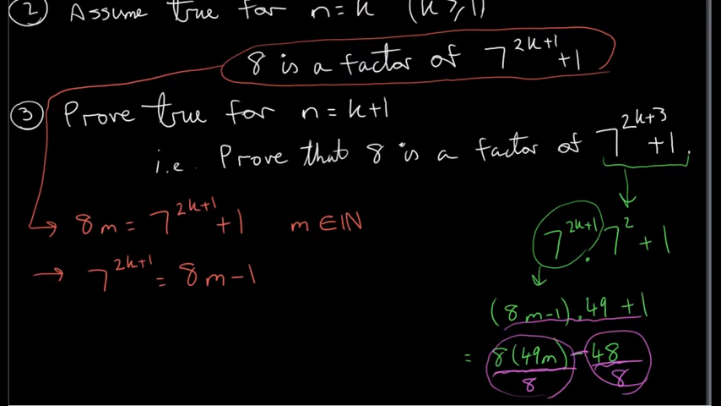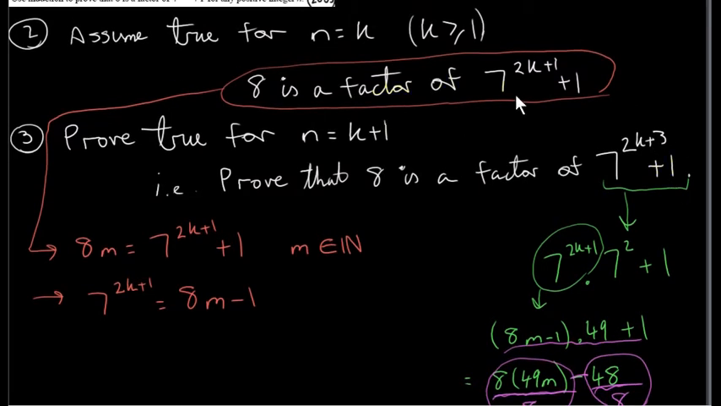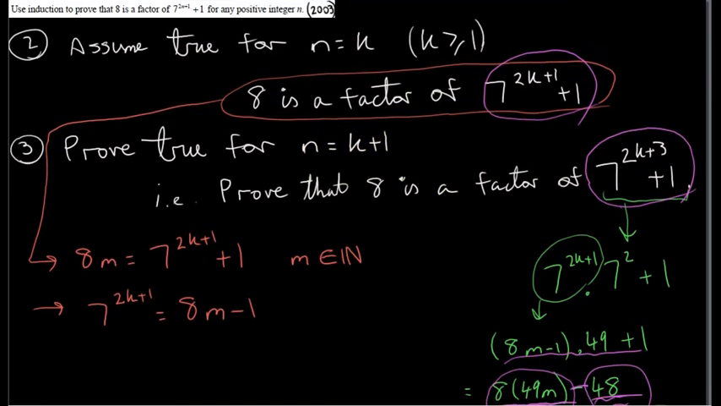So if 8 is a factor of this expression here, then 8 will be a factor of this expression here. So if our statement is true for n equals k, then it will be true for n equals k plus 1. So in particular, if it's true for n equals 1, then it will be true for n equals 2. We know it's true for n equals 1. We showed that at the start. So that means it's true for n equals 1 plus 1, which is 2. And if it's true for n equals 2, it's true for n equals 3, and so on. So our statement is true for all values of n.